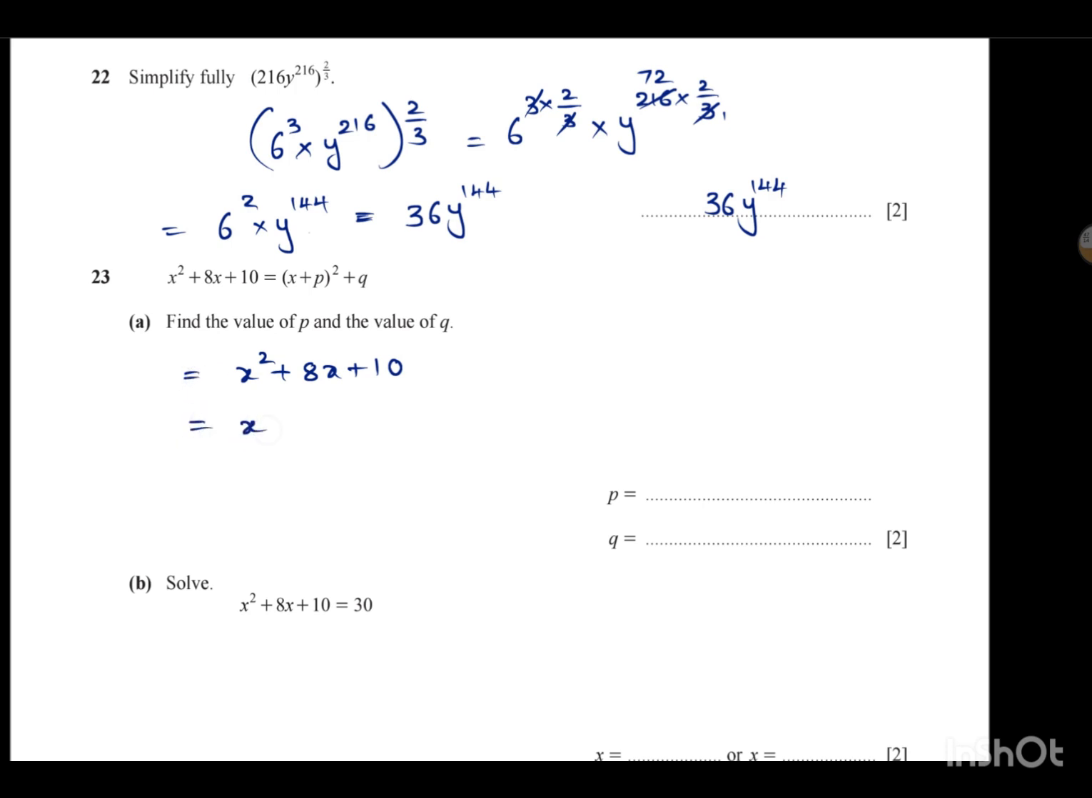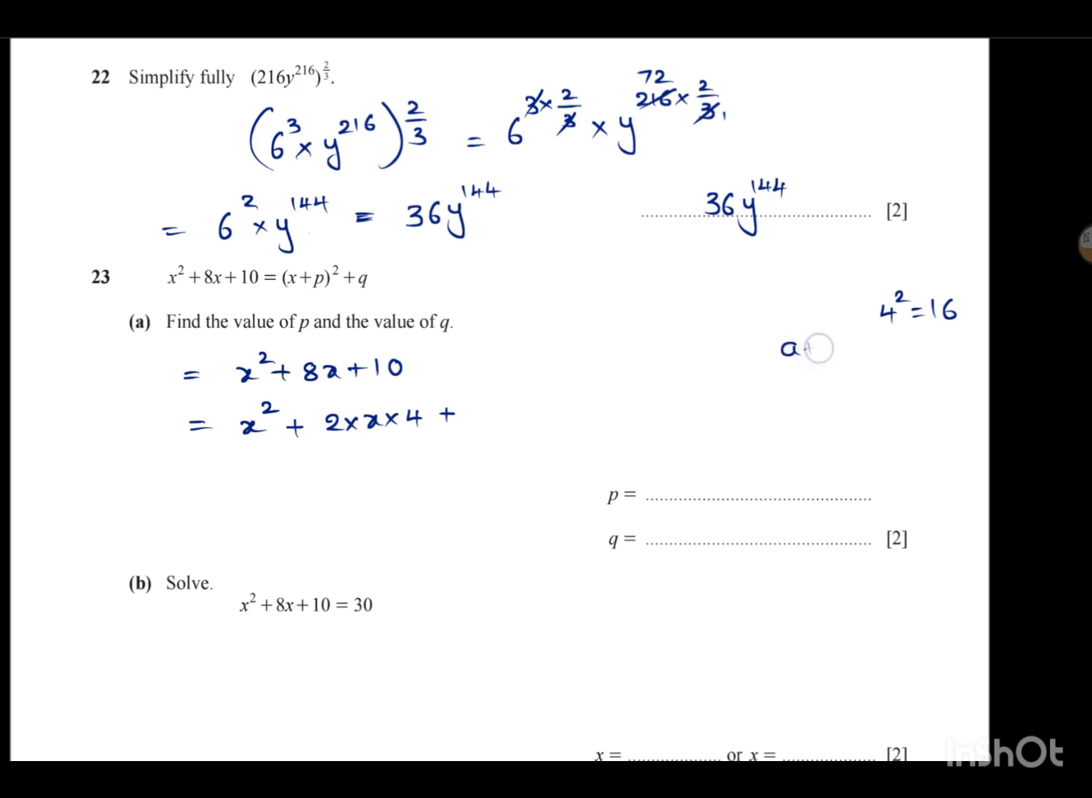Now x square, the first term is square and x is there. Then 2 multiplied by x multiplied by 4 will be 8x. Now the last term should be square of 4, but we already have only 10, we don't have 16. The square of 4 is 16. We should make it as 16 now to make complete the square there.